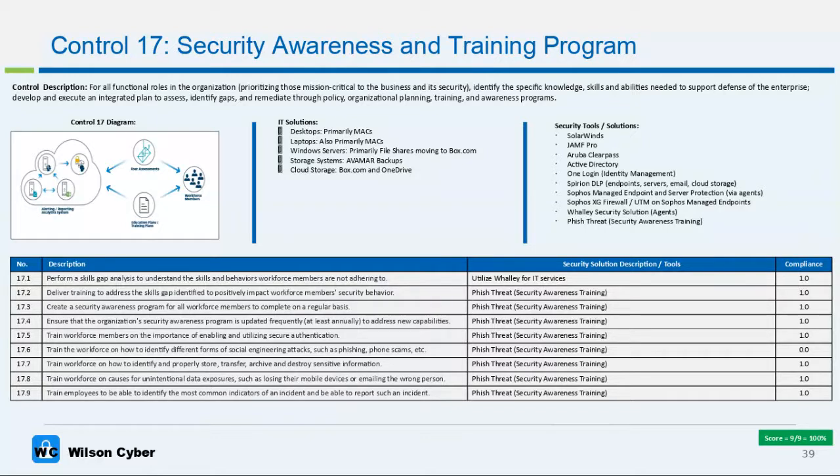Train the workforce on how to identify different forms of social engineering, such as phishing and phone scams. Train the workforce on how to identify and properly store, transfer, archive, and destroy sensitive information. Train the workforce on causes for unintentional data exposures, such as losing their mobile device or emailing the wrong person. And train employees to be able to identify the most common indicators of an incident to be able to report such an incident. And here, once again, we are scoring 100%, so we're in good shape here.